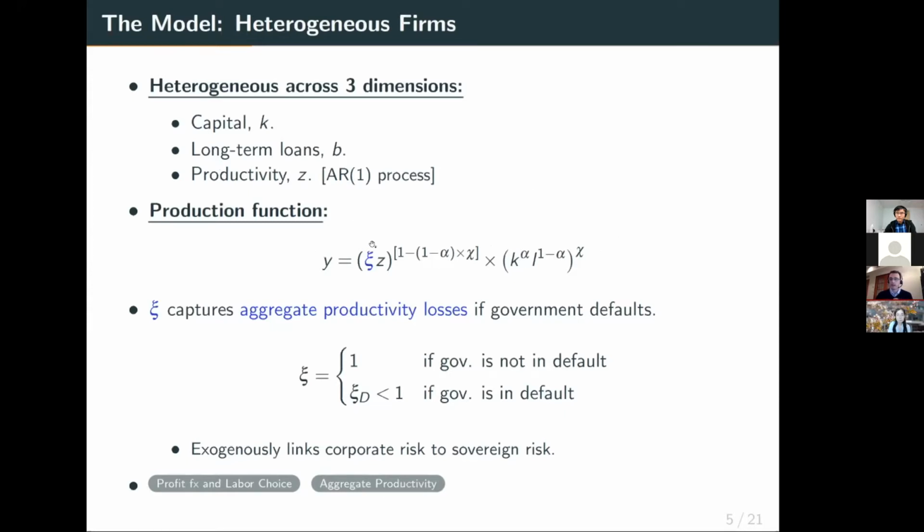using this Cobb-Douglas type of technology. And notice that the productivity of the firm depends on the idiosyncratic productivity, but it also depends on this psi variable in blue, which captures aggregate productivity losses in the event of a sovereign default. So the idea is that this variable psi is normalized to 1 if the government is not in default today, but it takes a value smaller than 1 if the government is in default today. And I will use this extra layer of flexibility basically to exogenously link corporate risk to sovereign risk.